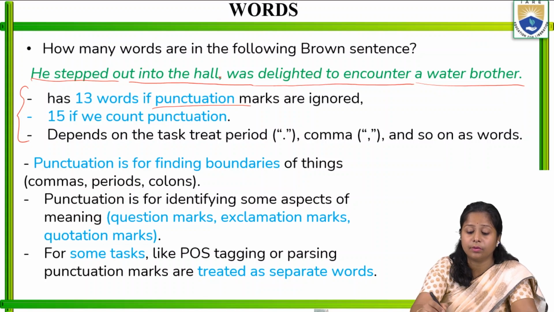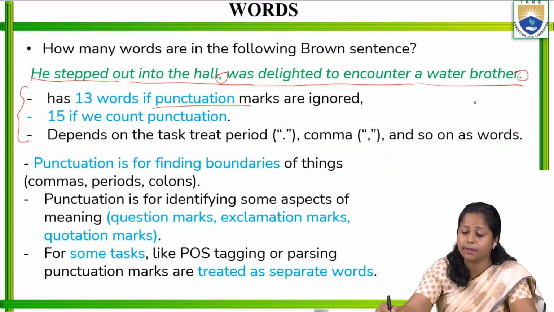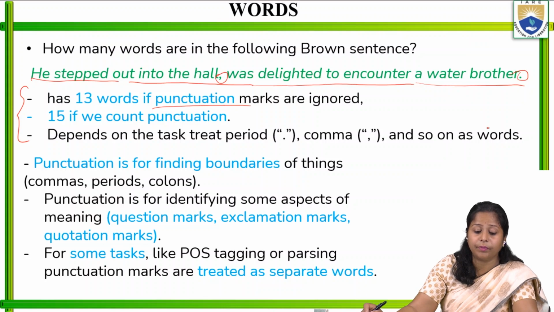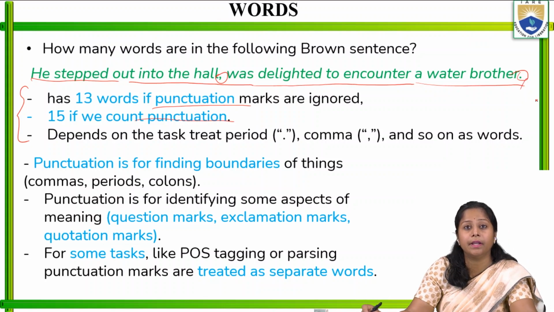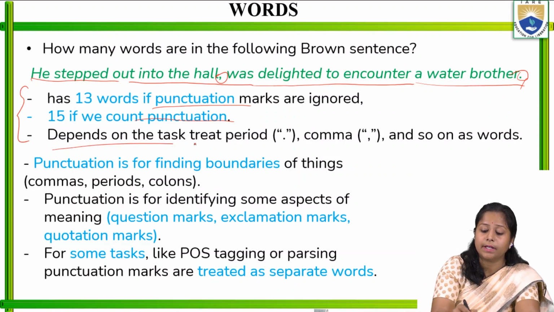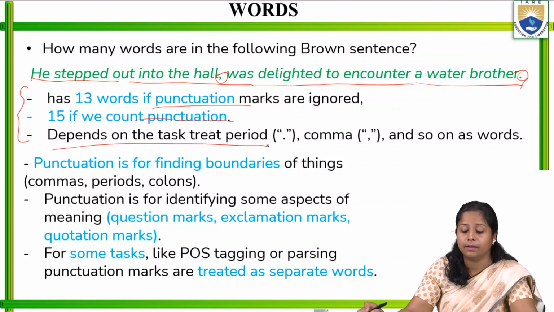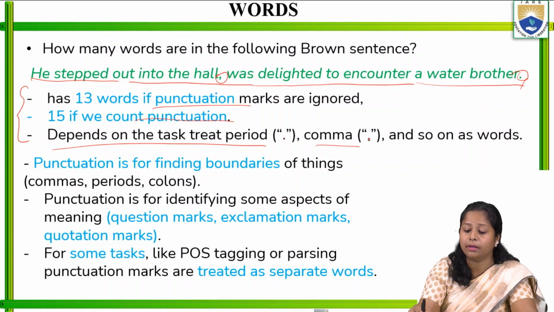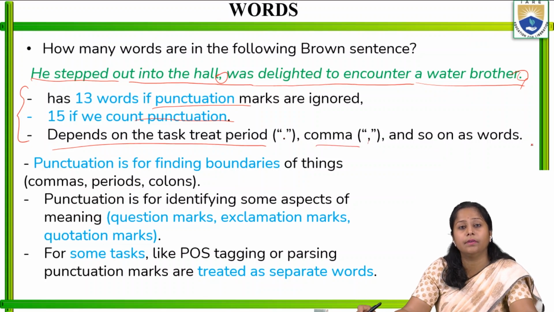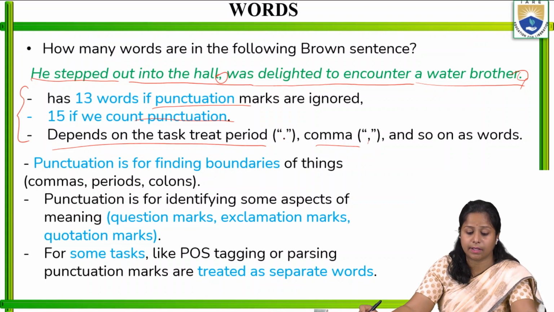So if we ignore these punctuations, there are 13 words. There are 15 if we count the punctuation. These are 2, so if we count them, there will be 15 words. So it depends on the task whether to treat the period, that is dot, and comma and so on as a word. If we just take comma and period as a word, then we can distinguish depending on the task.